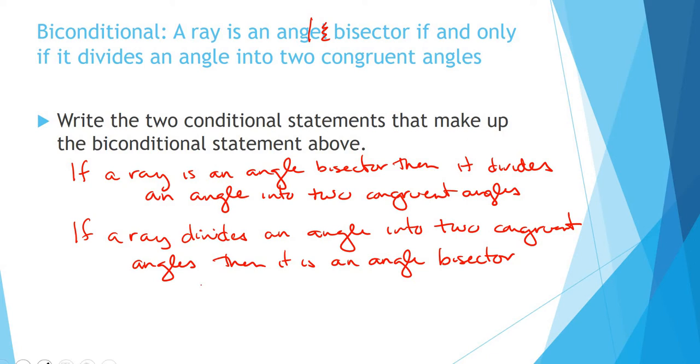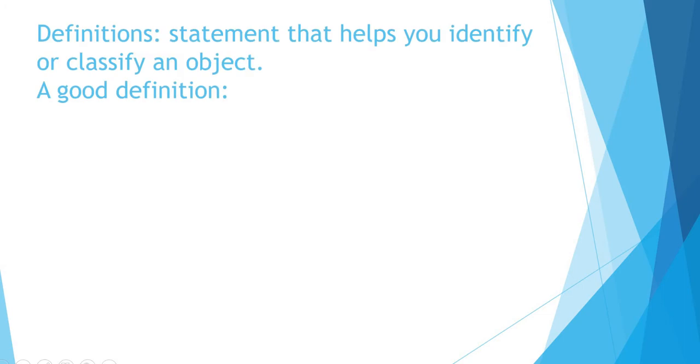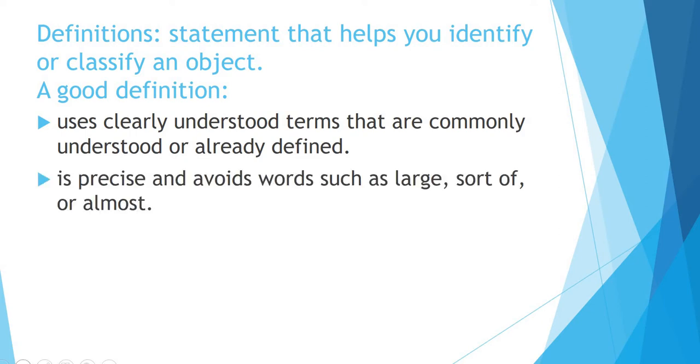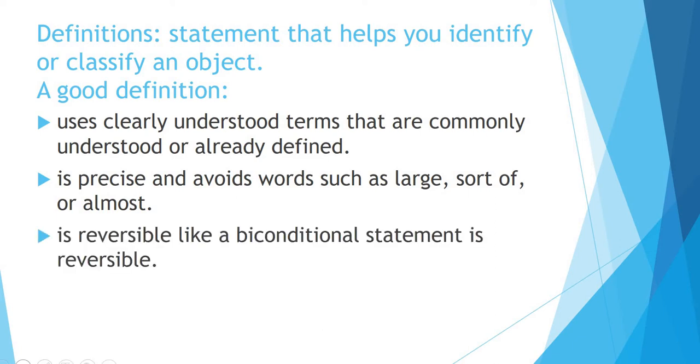Now, a definition is a statement that helps you identify or classify an object. So a good definition has several things. It uses clearly understood terms that are commonly understood or already defined. It's precise and avoids words such as large, sort of, almost, things that don't really make a precise definition. And it's reversible, like a biconditional statement is reversible. Remember, pause if you need to, because I just go through this quickly and I will need you to stop and pause to write.